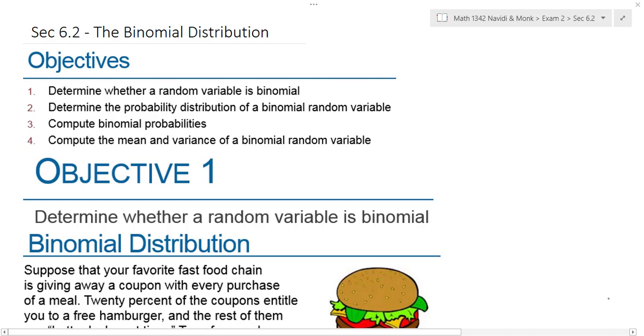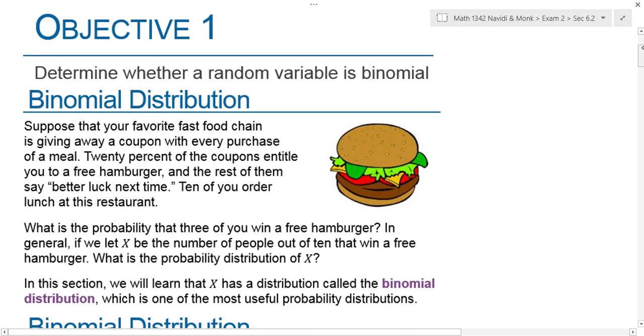Our objectives tonight are to determine whether a random variable is binomial, and there's 4 conditions we're going to check to see if it is binomial. Determine the probability distribution of a binomial random variable, compute binomial probabilities, and also compute the mean and the variance of a binomial random variable. Objective 1 is to determine whether a random variable is binomial.